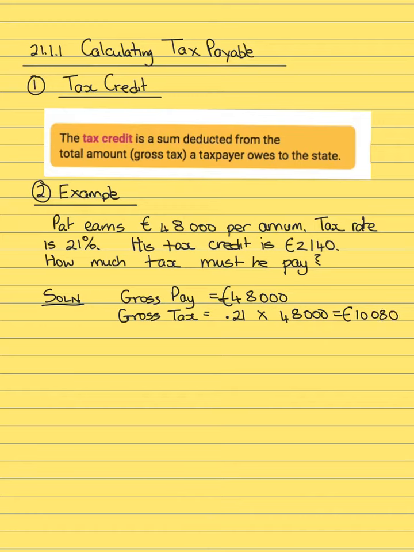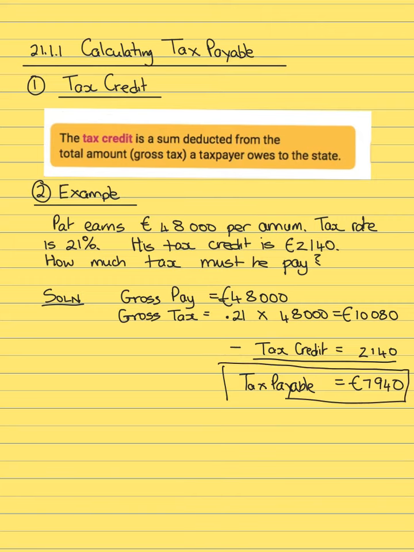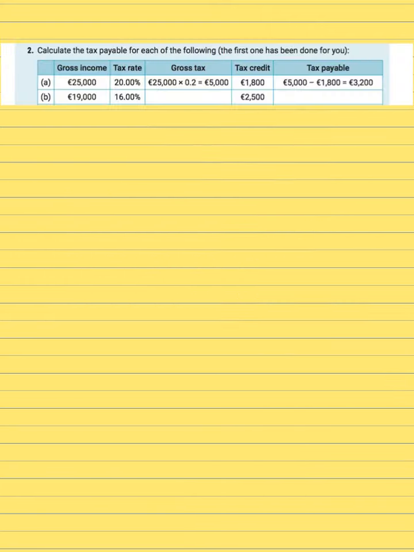Now we have to subtract from that his tax credit. So we minus his tax credit. And in this case, the tax credit is 2,140. So we subtract that, and that tells us that his tax payable is 7,940. So that's the tax payable. An important little example there.